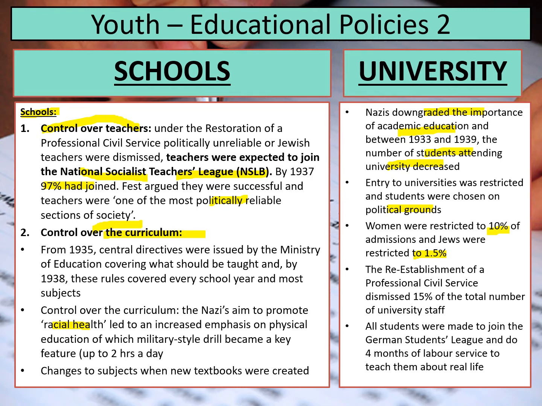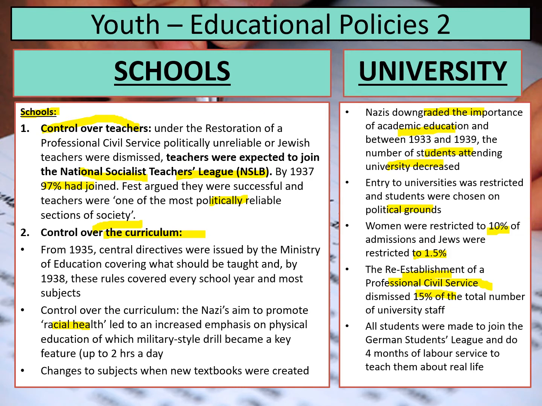Now, just like with how they tried to control teachers in schools through the National Socialist Teachers League, they also tried to make sure that they controlled the university staff as well. And as a result of that same law that they put in place in April 1933 for the civil service, 15% of university staff were dismissed from their jobs on the grounds that they weren't politically reliable or they were Jewish.